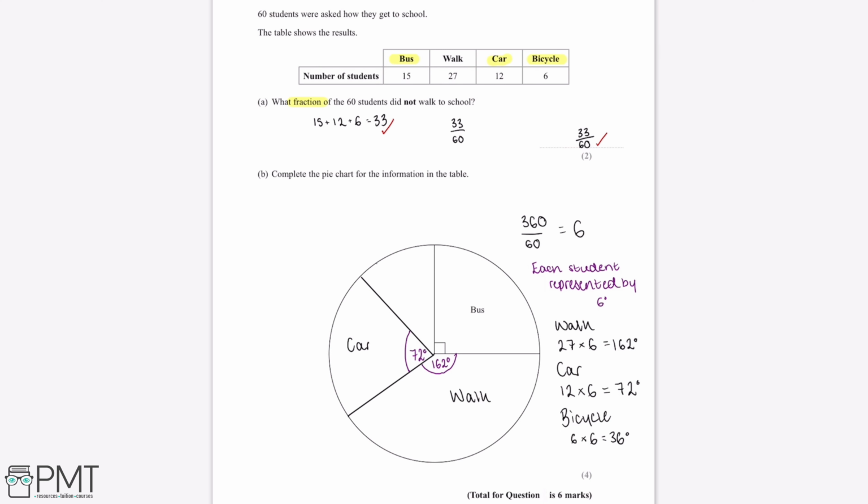Now if we filled in these angles correctly, then if we measure this final sector here, it should measure 36 degrees. And we can fill this in with the number of students which take a bicycle to school. Now this question is worth 4 marks. We'll get our first mark for working out one of the angles correctly, our second and third mark for filling in the 3 angles correctly on the pie chart, and our 4th mark for adding the correct labels.